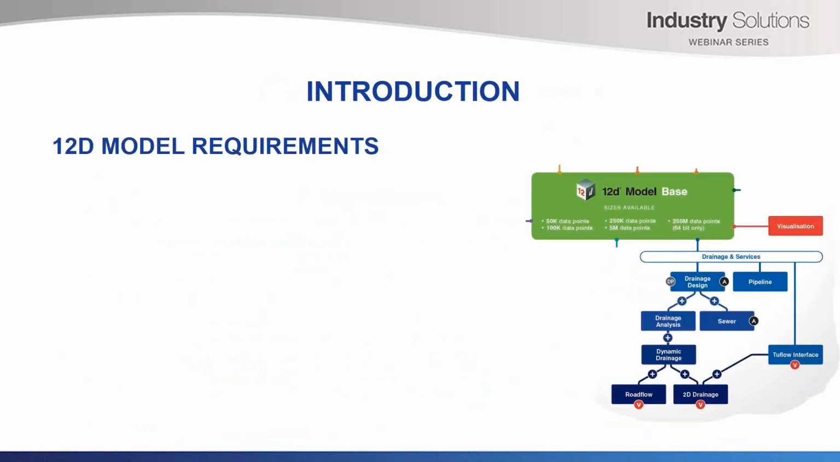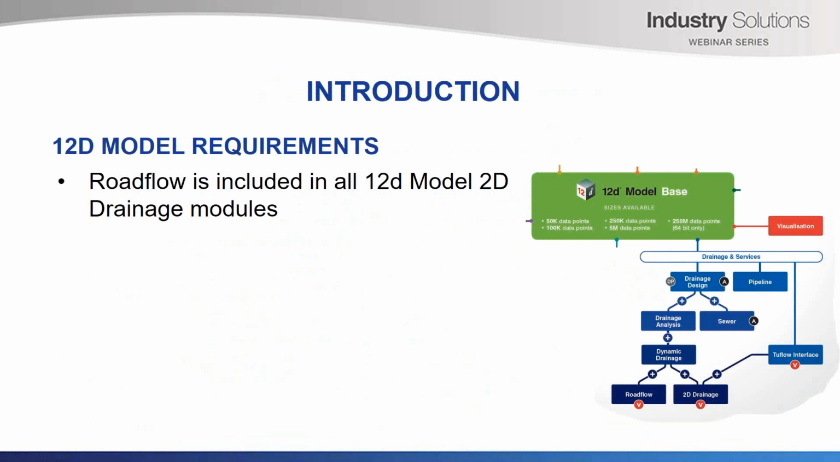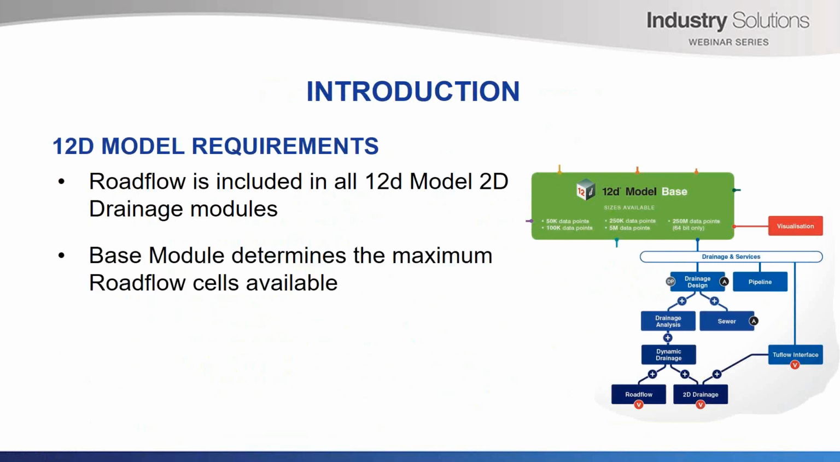So the diagram on the right hand side is from our 12D model based module map, and it's included the drainage and services portion of this. So RoadFlow is included in all 12D model 2D drainage modules. The base module determines the maximum RoadFlow cells available. So that's to determine, on your base module license, if you've got 100,000 points or 5 million points, and that's the only limitation for the amount of cells in RoadFlow.